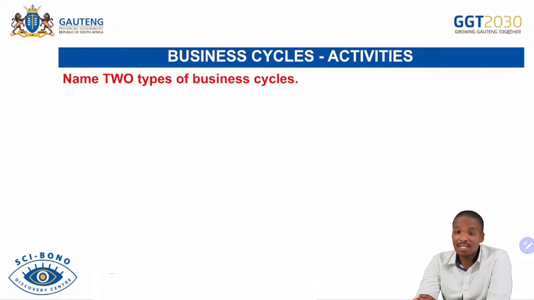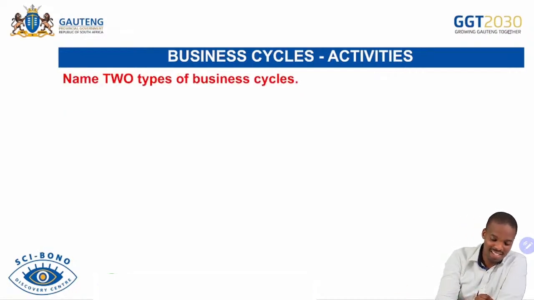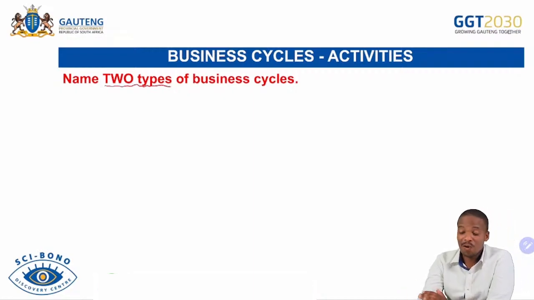Then the other one says, name any two types of business cycle. So you should be smiling when you see the lower order questions here. You will see them under 2.1.1 or 4.1.1 that says name any two types of business cycle. You should be smiling when you see such.